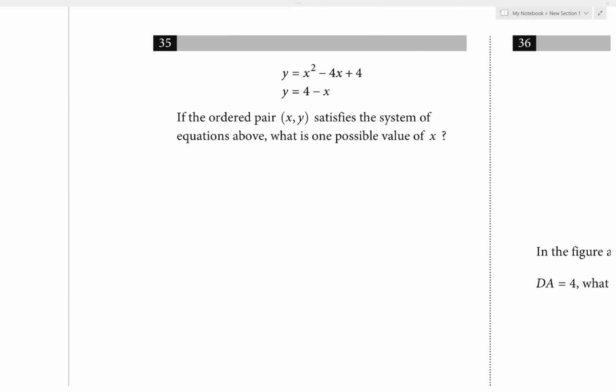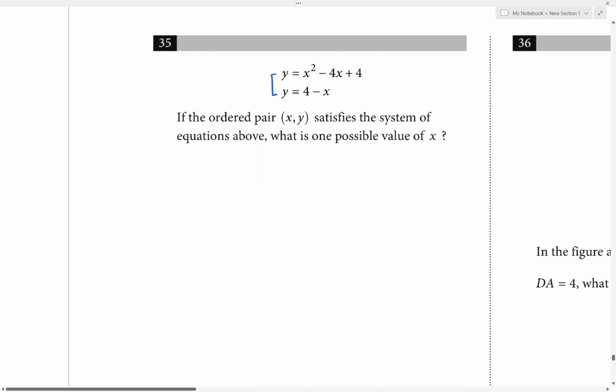But to solve a system of equations, we can still do substitution or elimination. But for this one, I think it makes more sense to do substitution here, because for both equations, we get y equal to something, right? I already have y by itself. So since we get y equal to something for both equations, we can just set the y values equal to each other.